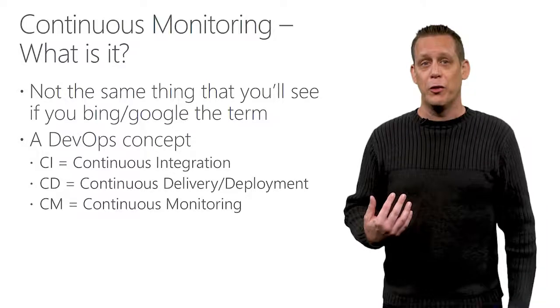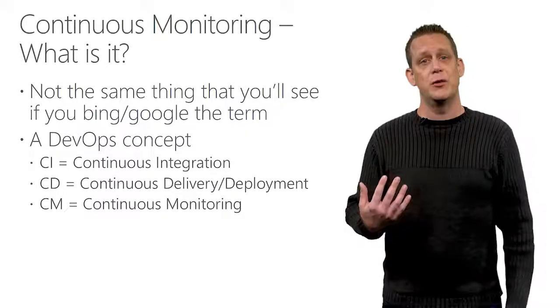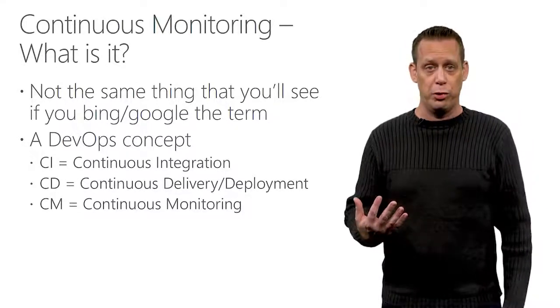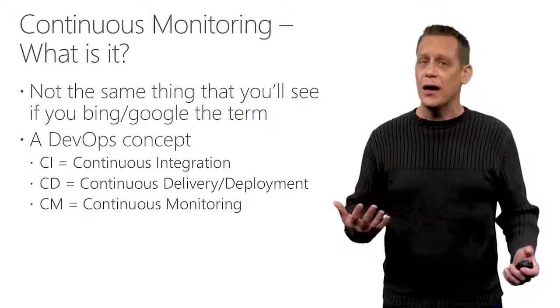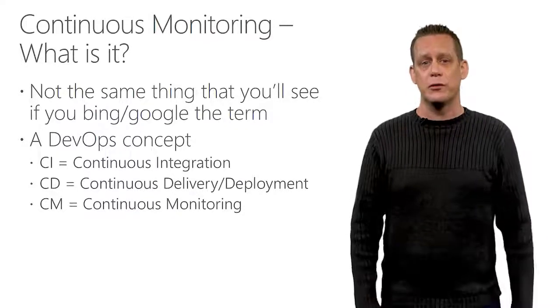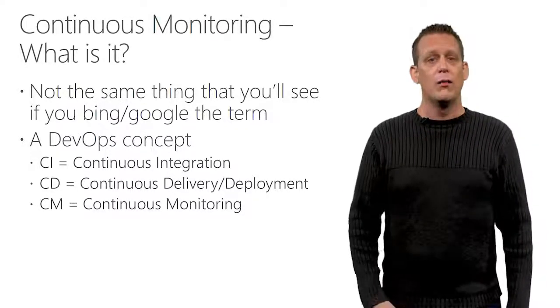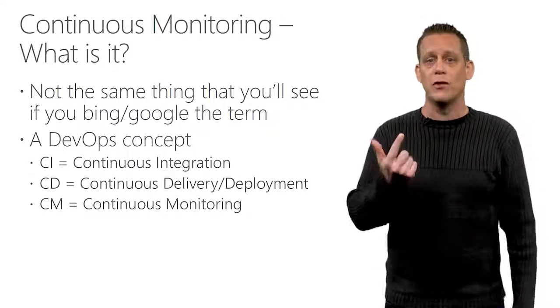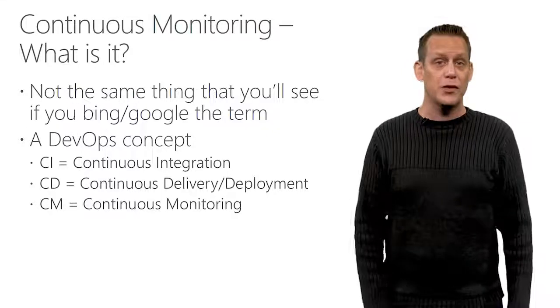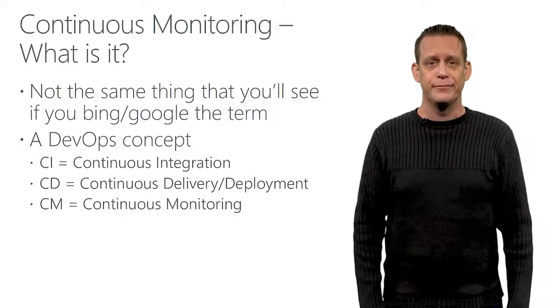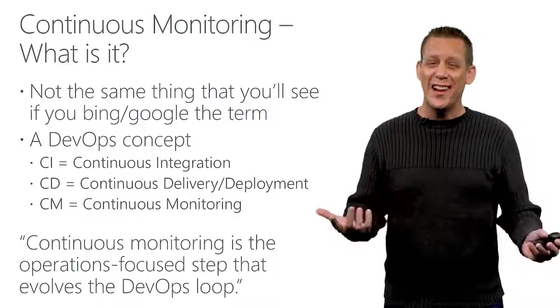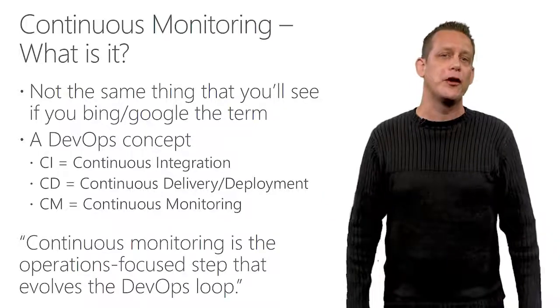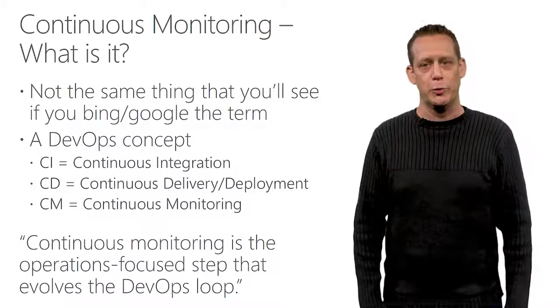Most of you are familiar with things like CI/CD, continuous integration, and continuous delivery or deployment. What we want to add to that concept is continuous monitoring. So when we change our code, we want it to be integrated, we want it to be delivered, and then we want to monitor it to make sure that the performance is as expected. So what I like to say is continuous monitoring is the operations-focused step that evolves the DevOps loop.